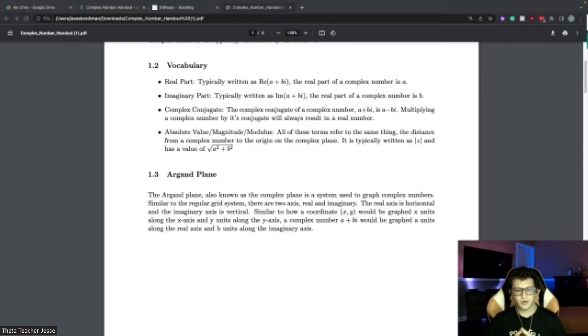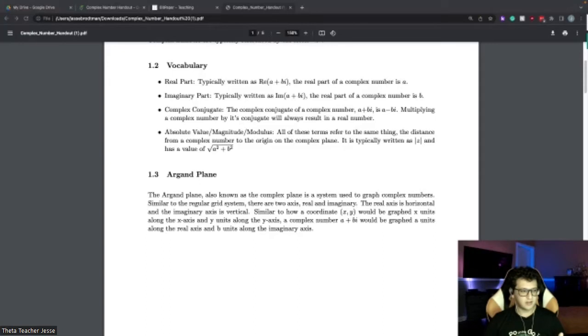And the last important vocab word is the absolute value, the magnitude, the modulus. There's a bunch of different words for this, but what they all mean is that if you're graphing the complex number as a coordinate, which we'll discuss next, then all of these vocab words are talking about the distance from the origin to the point, which is why the value is the square root of a squared plus b squared, which I can show you on the next picture, just using the Pythagorean theorem.